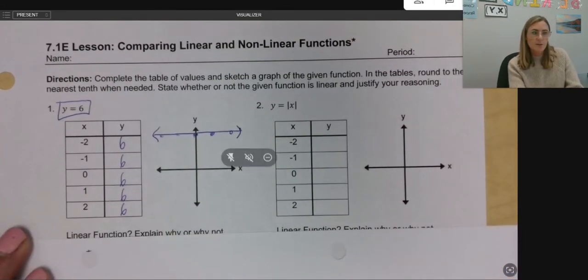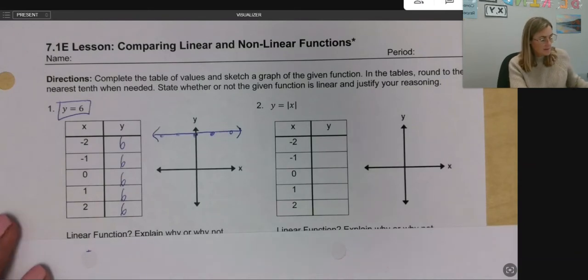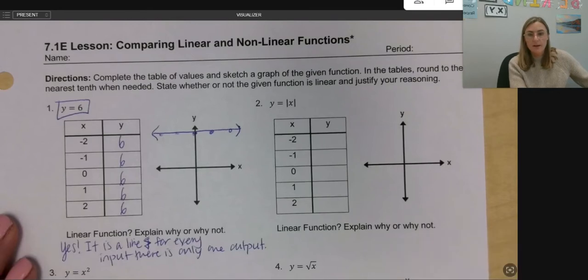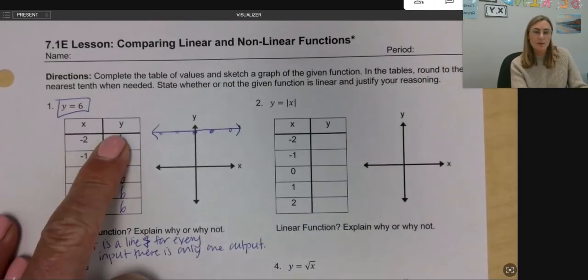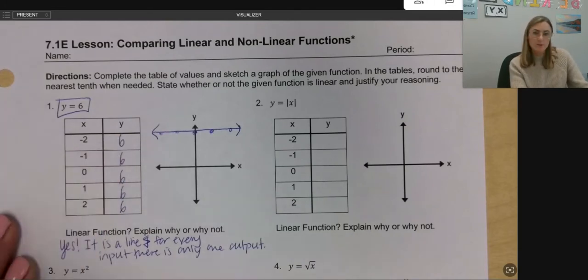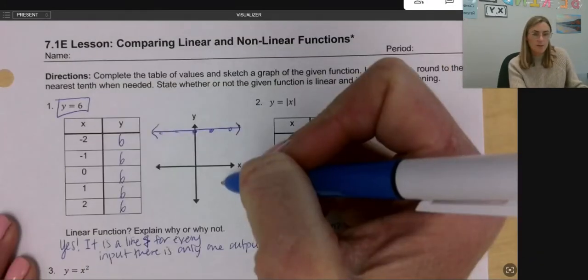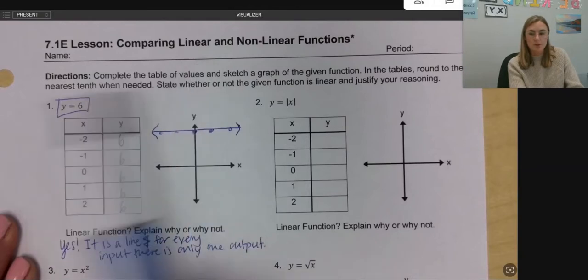So the first thing we have to think about is, does this form a line? So is it linear? And then is it a function? For every input, how many outputs are there? One or more? So I said, yes, this is a line. And for every input, there's only one output. Even though that's the same, it passes the vertical line test. So I could draw a vertical line anywhere along here and it would be a function.